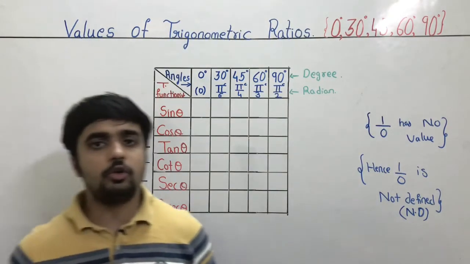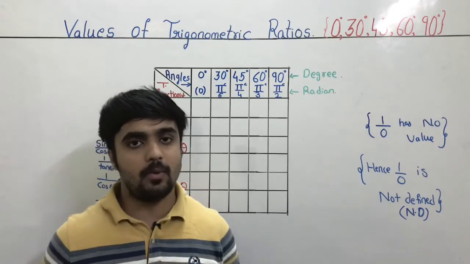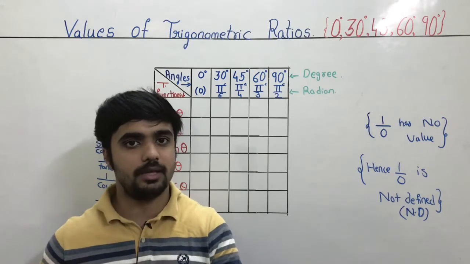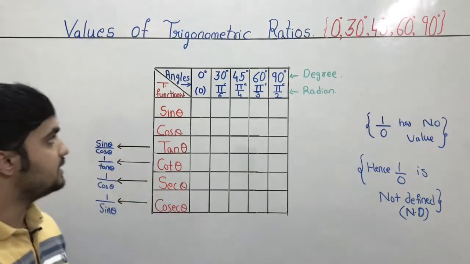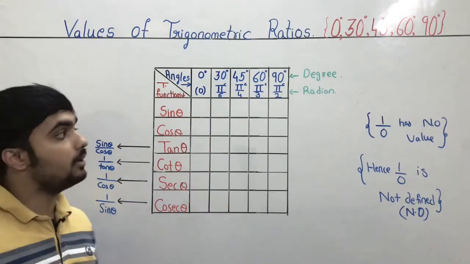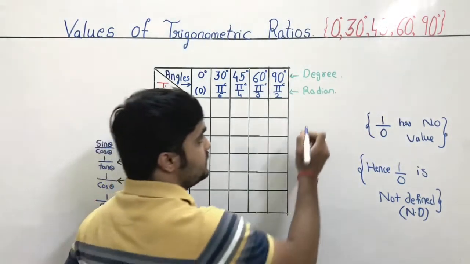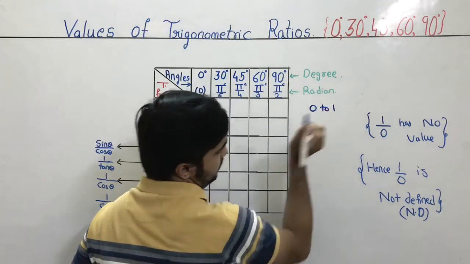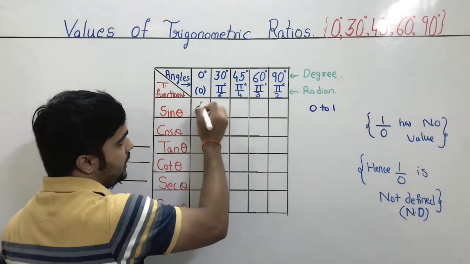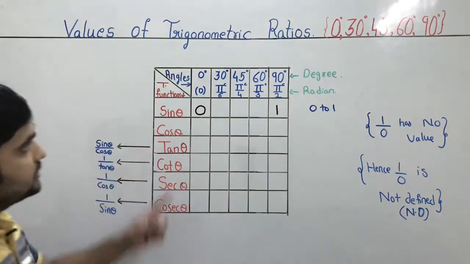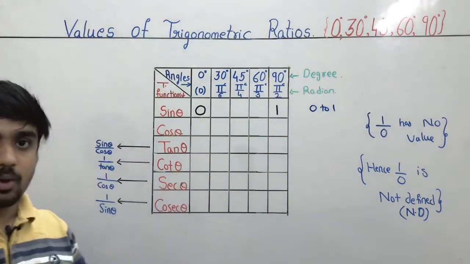Today we are not going to see any trick, though there are many tricks to remember these values, like the palm trick and some others. We will directly learn these values. Just remember one thing: sin starts with 0 and ends with 1. So sin 0 degree is 0 and sin 90 degree, or pi by 2, is 1.